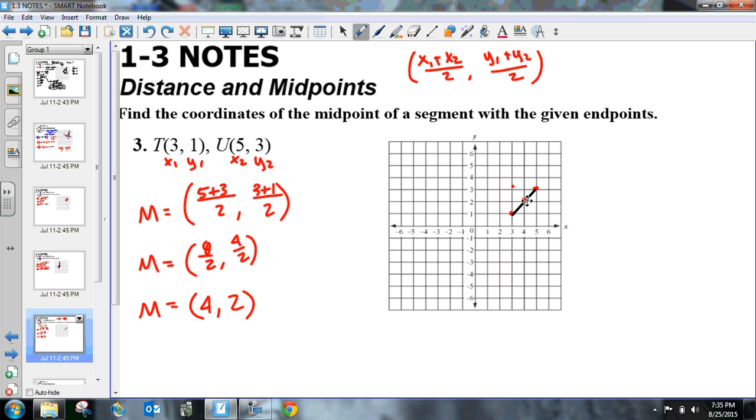All right, so let's plot that point. Oh, look, it's right here, the midpoint. I'm going to call this T, I'm going to call this U, and then this is M. Look, it cuts it into 2 congruent pieces, and you can really see that.